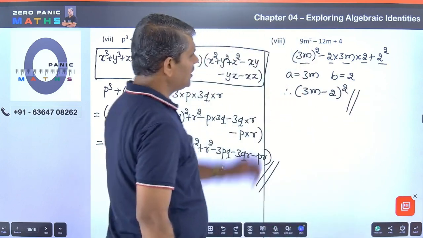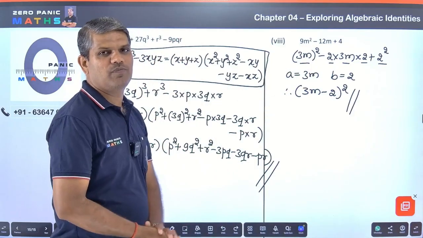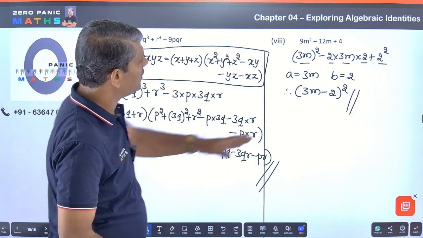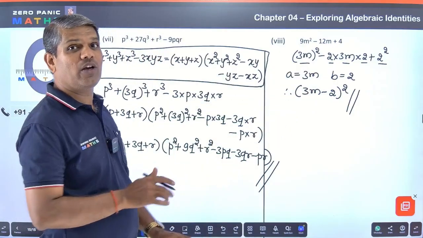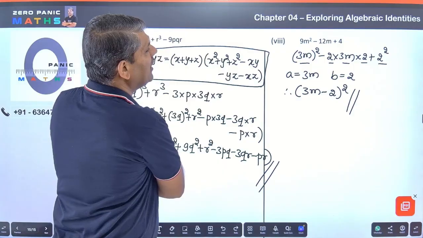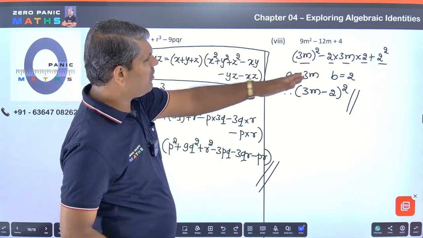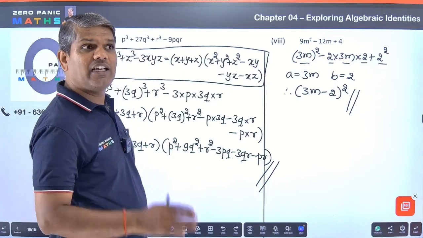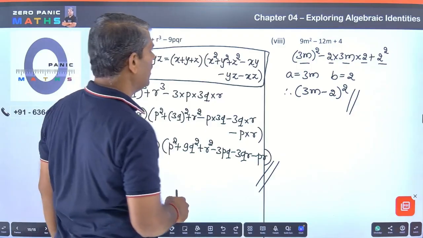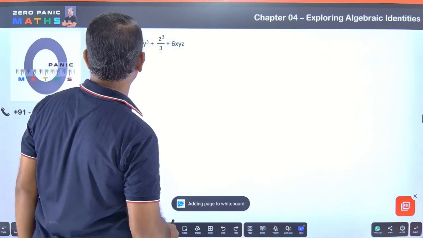See, at this stage they have given a very simple problem. After resolving such problems we are using, again I'm telling you that it is a mix of all the identities. This a minus b whole square identity we have done in the very beginning sessions. So let us quickly move to the next problem.